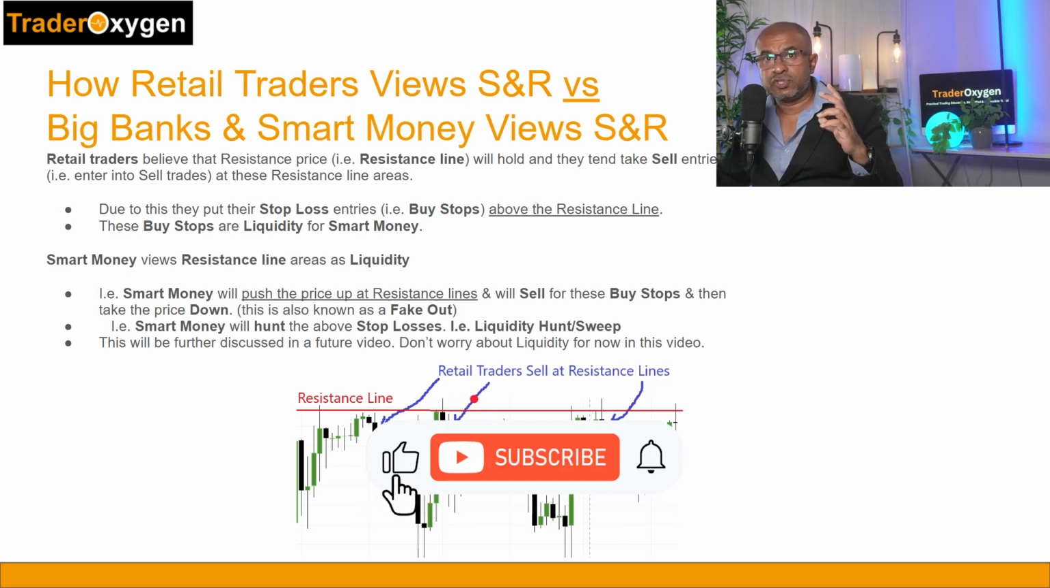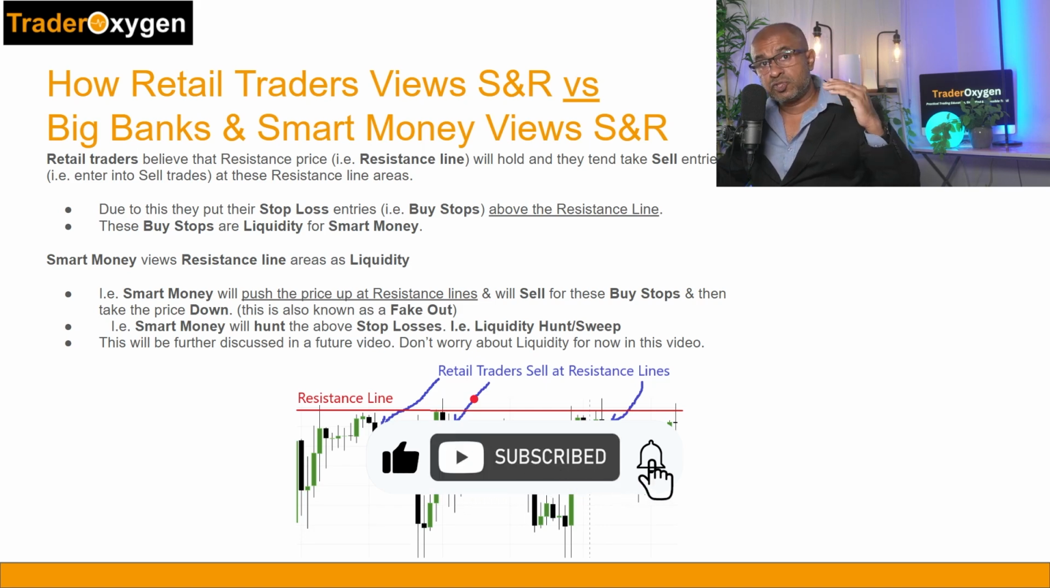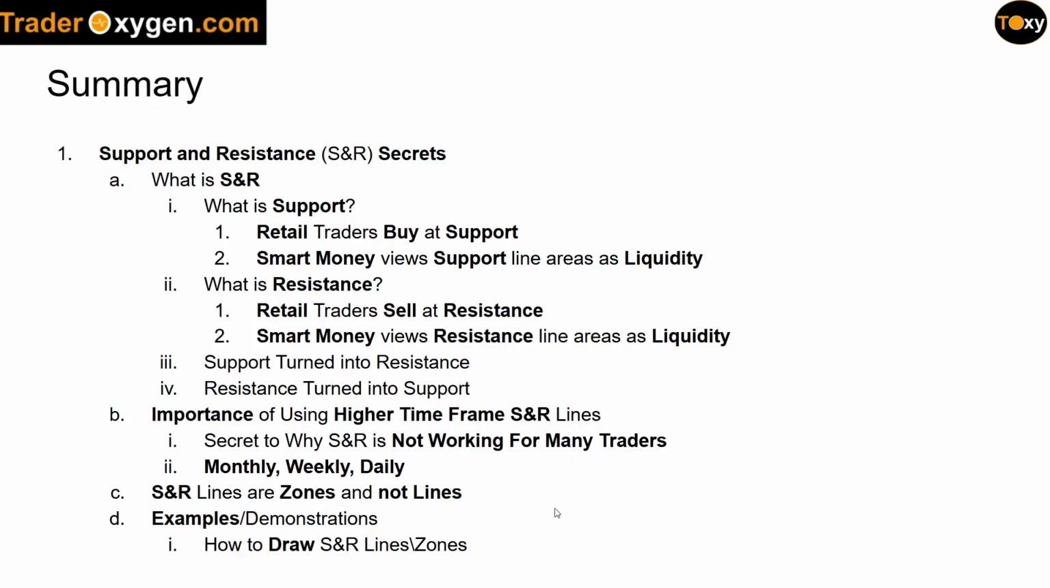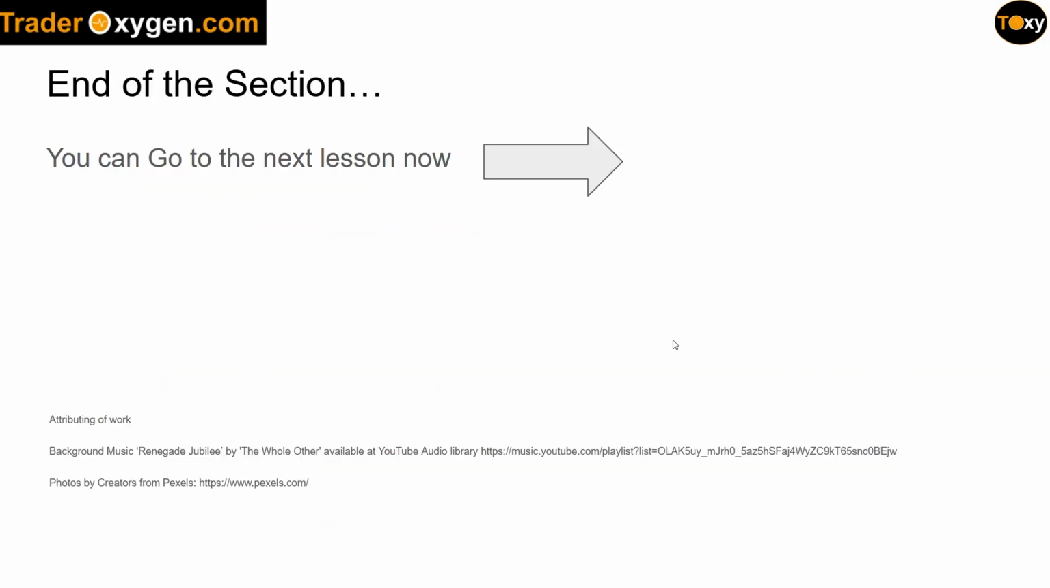Okay, so that gives you a clear idea of how smart money and big banks look at support and resistance lines. Okay, so in future lessons, we will show you how to use this information with practical trade examples. So that is the end of the section.